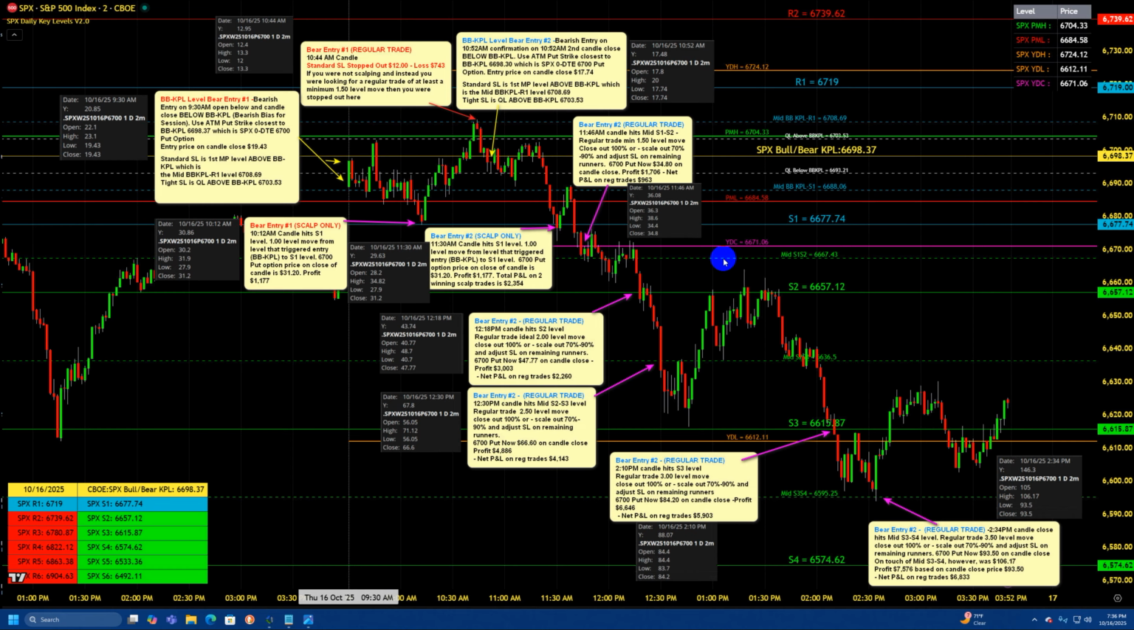1.5 level minimum target on regular trades. 2 level ideal minimum target on regular trades. And then here is the 2.5 level move. Because you don't really know how far down these trades may go.